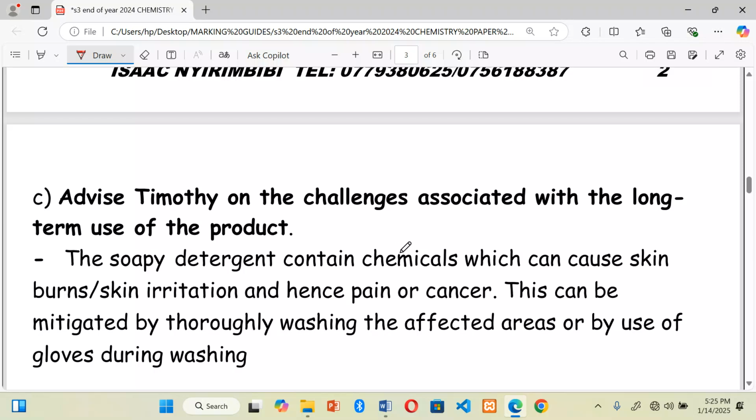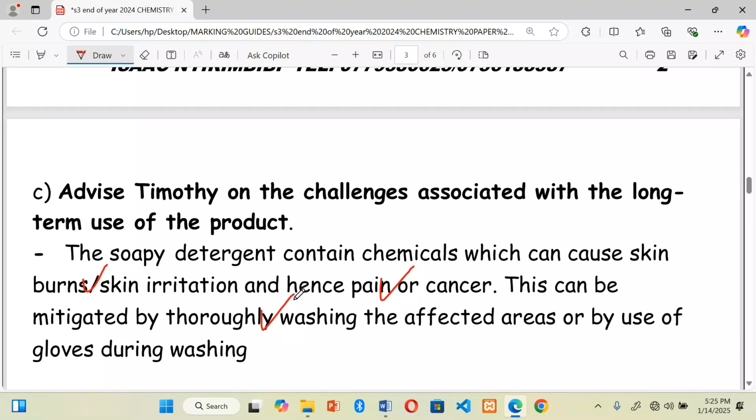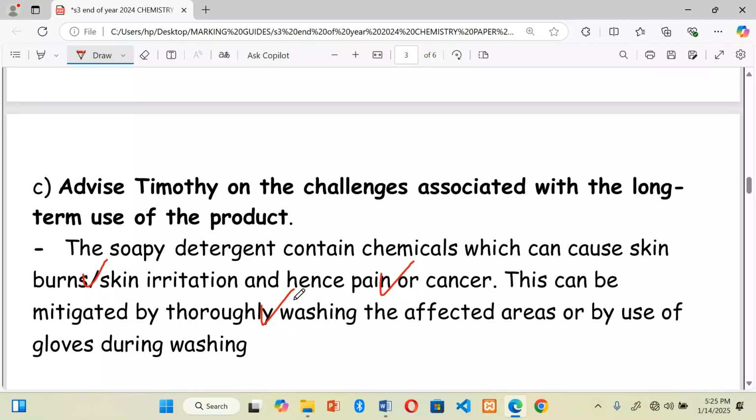Soapy detergent contains some chemicals which cause skin burns. You see, this is the effect. And this one brings about pain or cancer. This can be mitigated through thoroughly washing the affected area. So you get all your 3 scores. Don't just talk about bringing about burns and you stop there. Then what? It can bring burns and so what? Therefore, it brings burns or irritations, hence pain or cancer. Then you talk about how this can be mitigated.